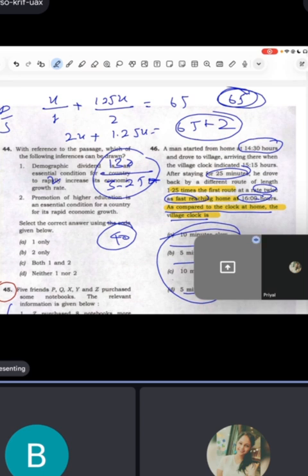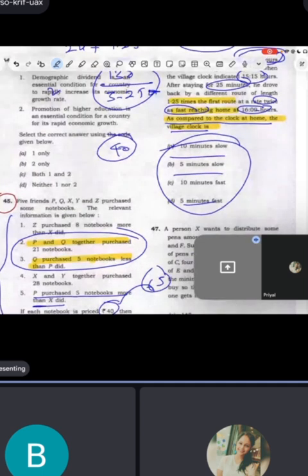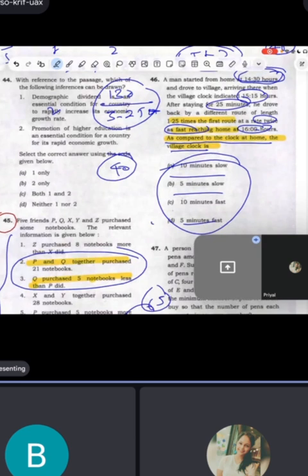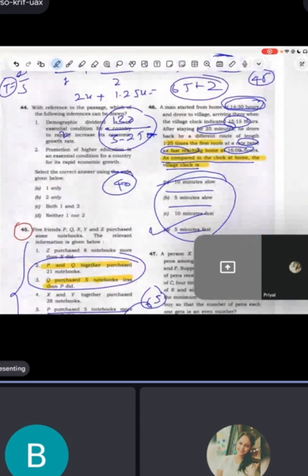But he has taken 45 minutes because he started from 2:30 and reached 3:15, 45 minutes. It means 5 minutes extra. It means the village clock is 5 minutes fast. This is actually the easiest way to solve this question. I am making you understand, that's why it is taking time. But when I solve it alone, I will solve this question within 30 seconds.